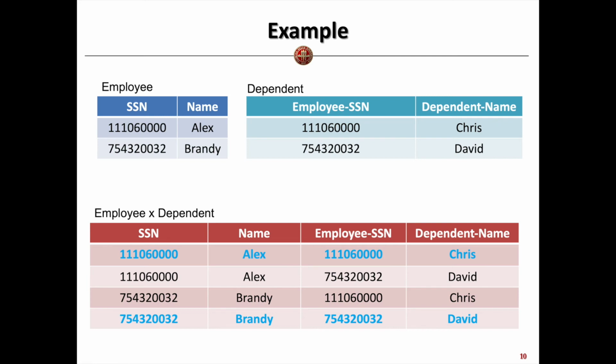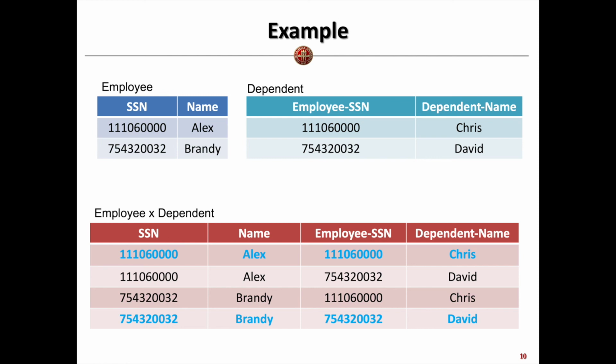To represent the output, the first step is to decide the schema of the output relation. We know the output will still be a relation, which can be denoted by a table. It will have four attributes: SSN, name, as well as employee SSN and dependent name. We combine all the attributes together, so we have four attributes in the output relation. Then how about the data tuples?